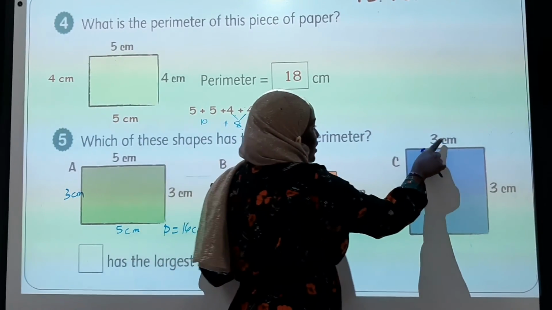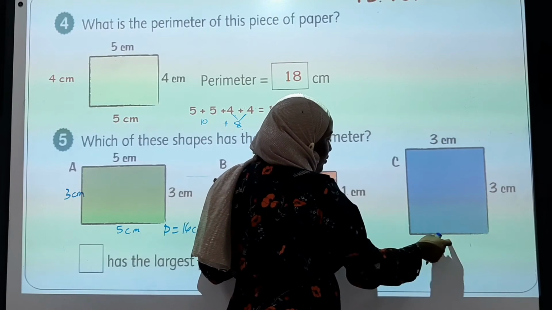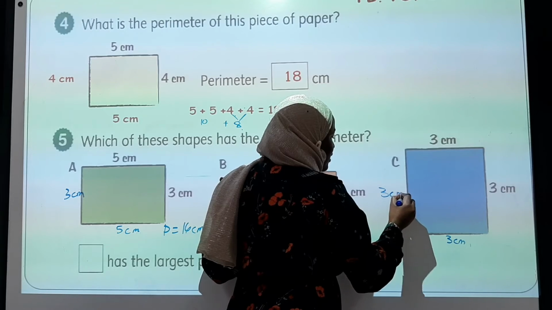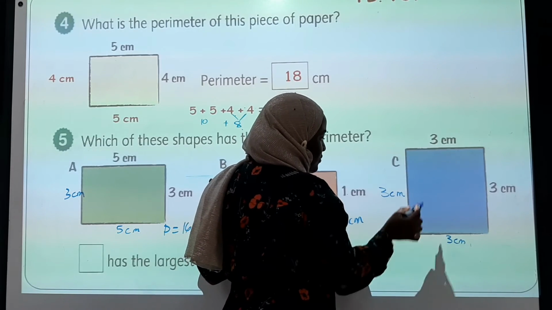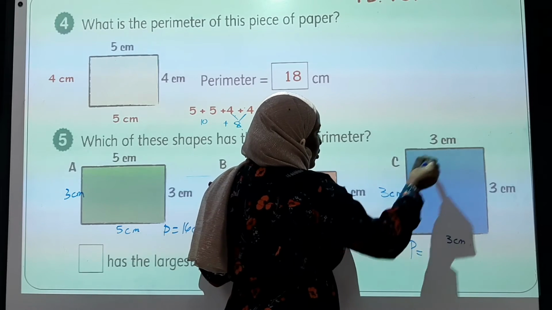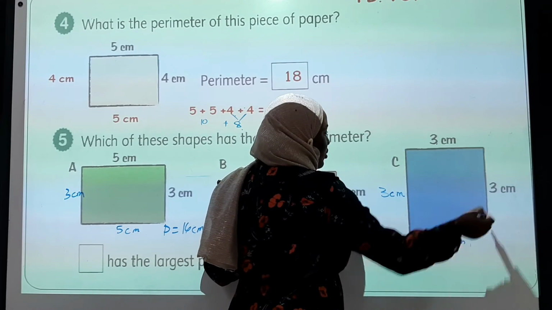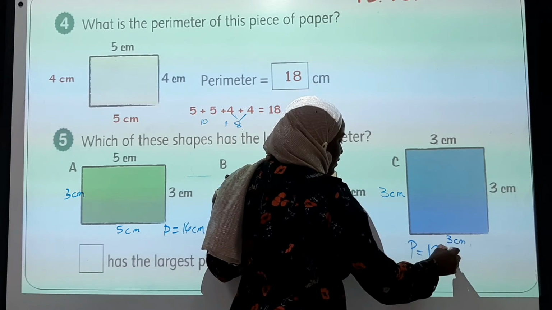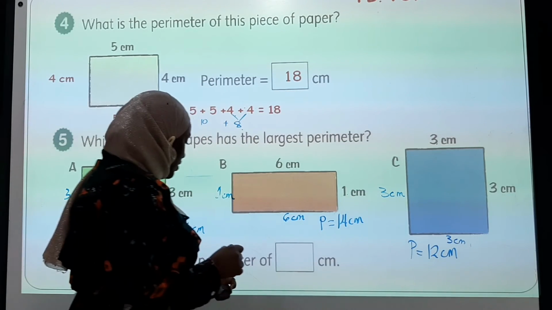So here, this is 3 centimeters, 3 centimeters. So this will be what? 3 centimeters also. And this is going to be 3 centimeters also. So if you put this together, you're going to have what? 3 times 4 is what? 12. 3 plus 3 is what? 6. 3 plus 3 is what? 6. So 6 plus 6 is what? 12. So this is 12 centimeters altogether.